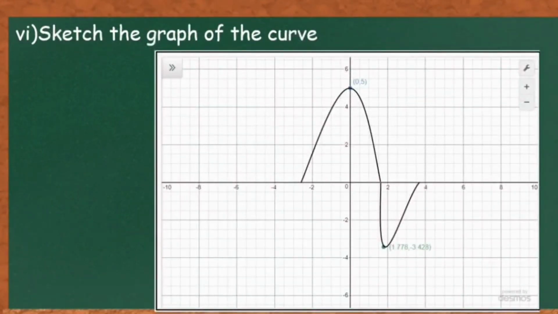We need to sketch the graph of the curve. We plot 0.05 and 1.778 negative 3.428 into a graph. We sketch the curve and then we finish our question.